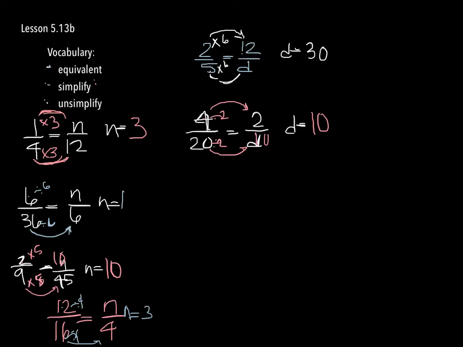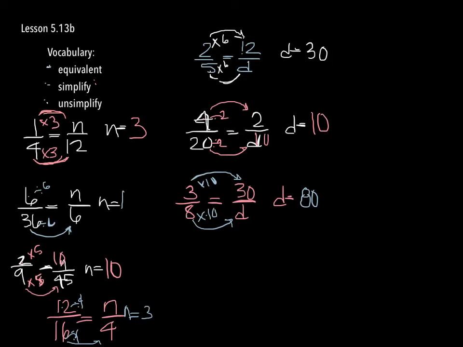3 over 8 is equal to 30 over delta. Delta equals what? Well, let's look and see. What did I do to 3 to get to 30? Well, I multiplied it by 10. Whatever I do to the top, I do to the bottom, so I'm going to multiply this by 10 as well. 8 times 10 will give me d, so d is equal to 80.